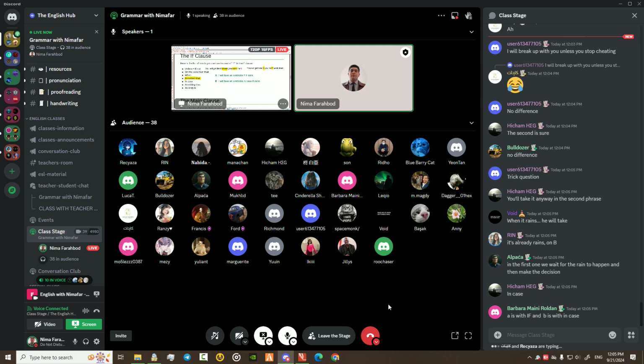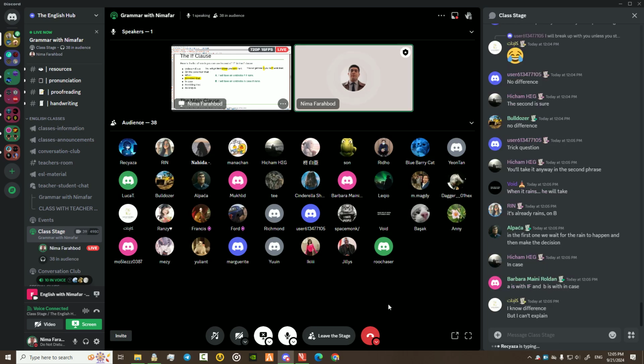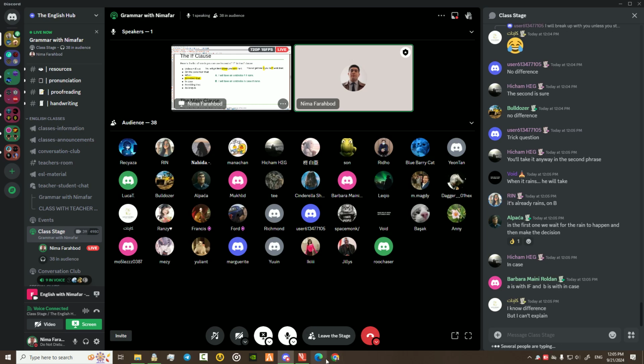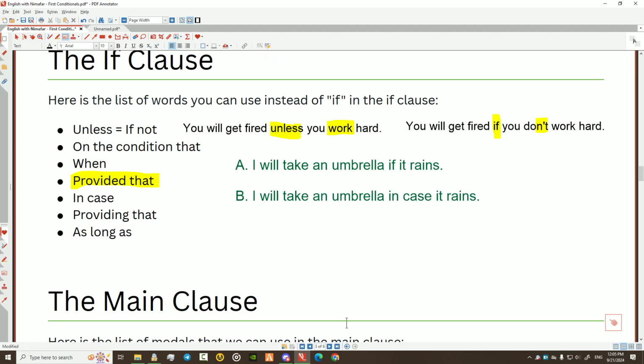When it rains, he will take it. In the first one, we wait for the rain to happen and then. Very good. Barbara says A is with if. That's pretty obvious. But what's the difference in meaning? When you say, I will take an umbrella if it rains, it means I should see the rain. I should see the drops coming down. I should see that right now it is raining. Then I will use my umbrella.